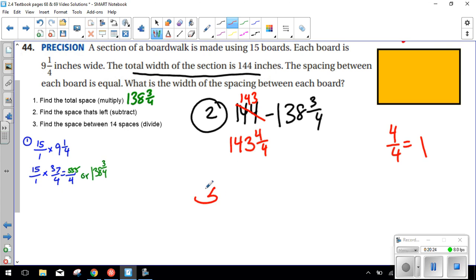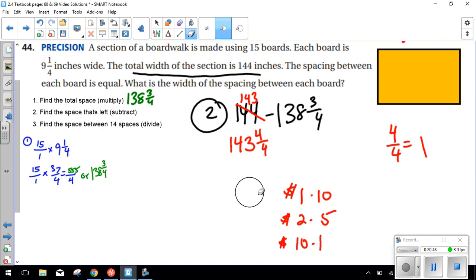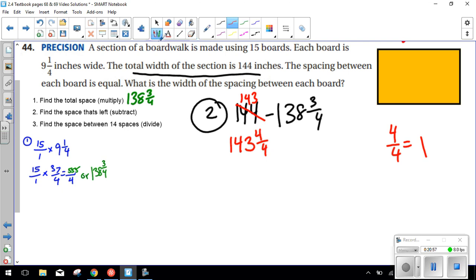Just like $10, for example, I could have 10 singles, or I could have 2 $5 bills, or I could have a $10 bill 1 time. There's a bunch of ways of making up $10. It doesn't have to be a $10 bill. So 144, I broke it up into 143 dollars and then 4 out of 4. That would be like quarters, if that makes any sense.